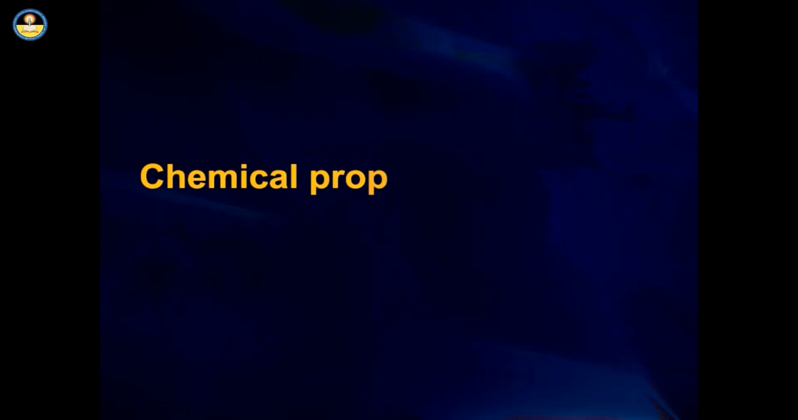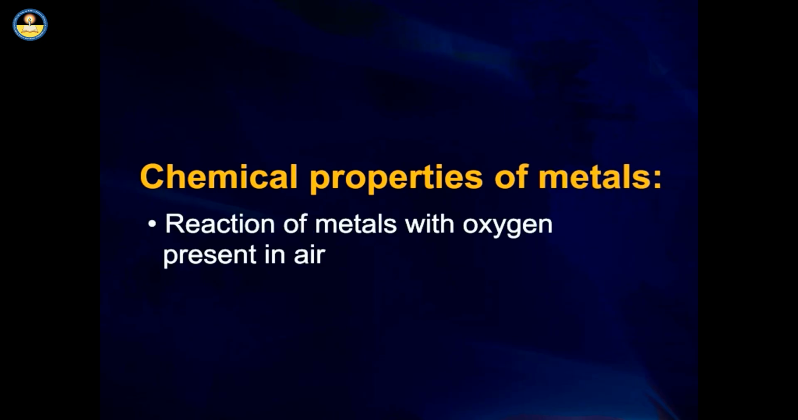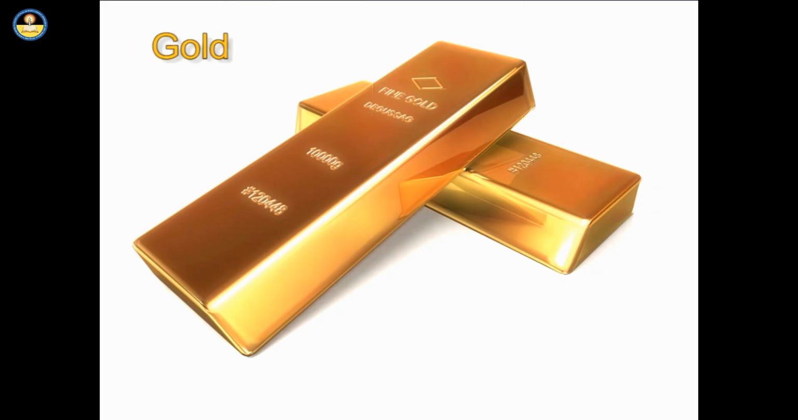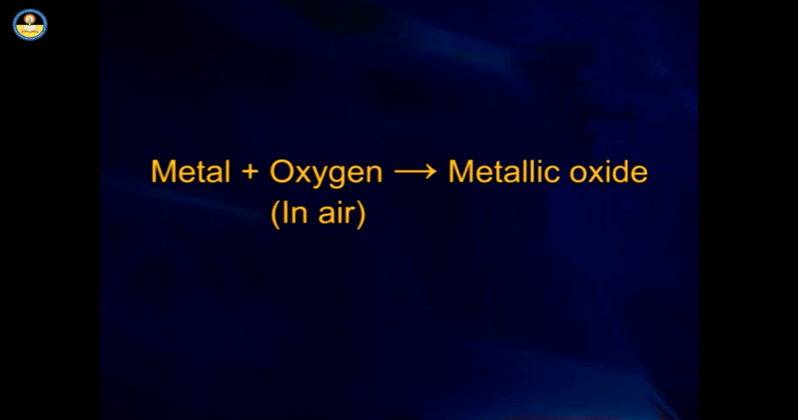Some of the chemical properties of metals are: reaction of metals with oxygen present in air. Almost all metals except gold and platinum react with oxygen under different conditions to form metallic oxides, which are basic oxides. Metal reacts with oxygen present in air to give metallic oxide.